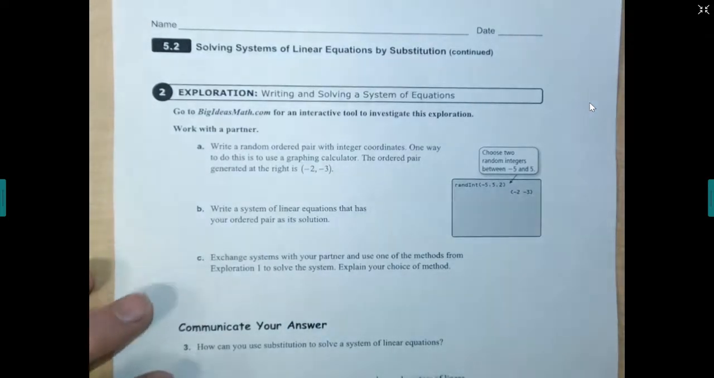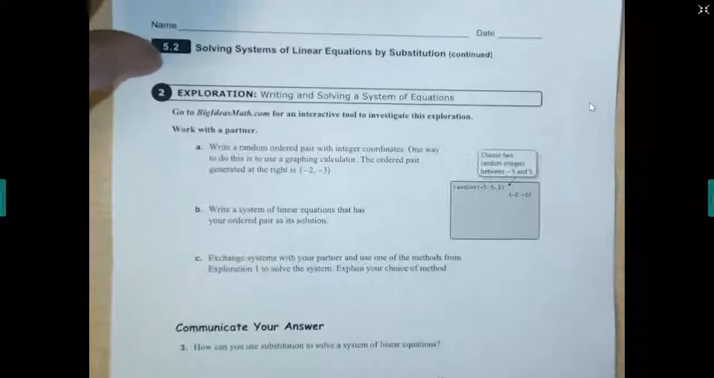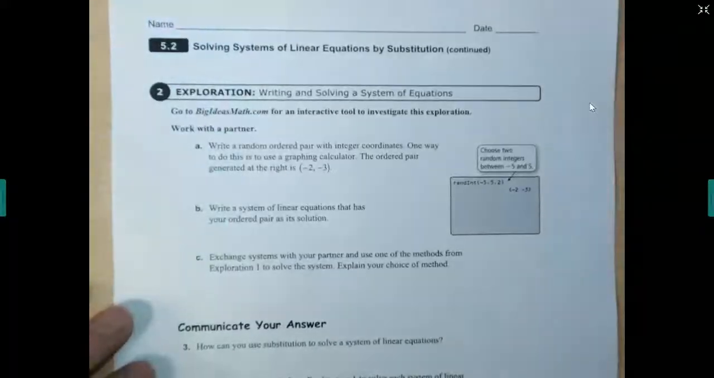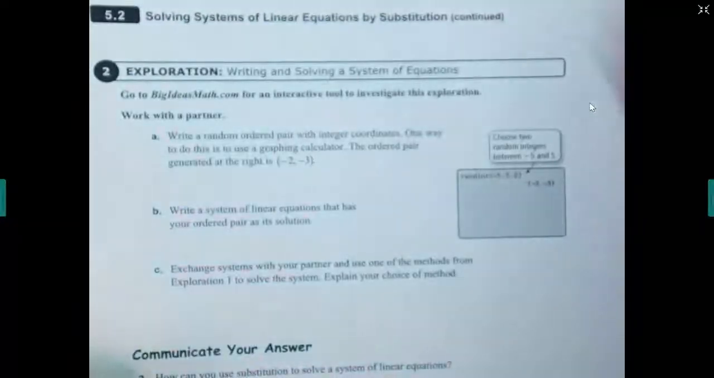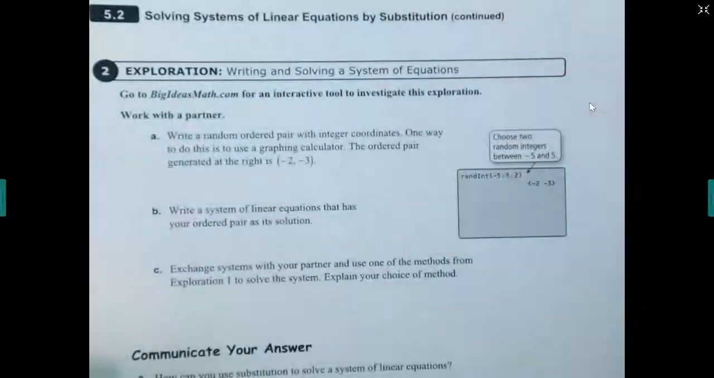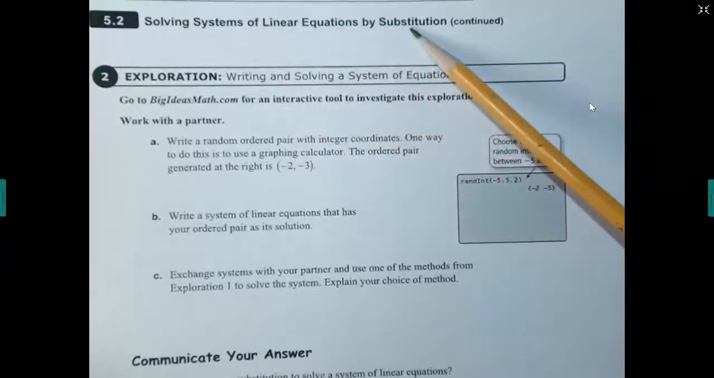Today we are doing 5.2. So if you will turn in your journals to page 128, we're going to start on page 128. Okay, so we'll start here. We are going to be solving a system of linear equations by substitution.